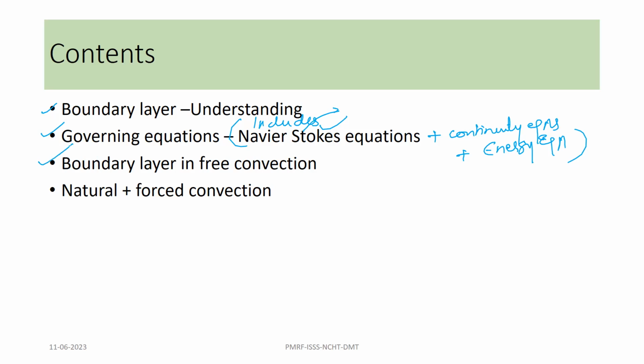So we can see the boundary layer in free convection analysis. Then the effect of natural and forced convection analysis, what we should understand in each of them, a brief summary of that. Okay.